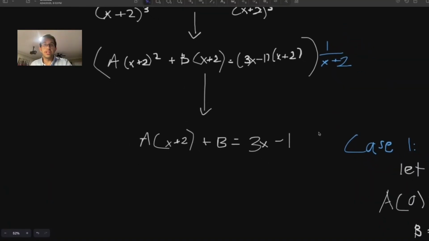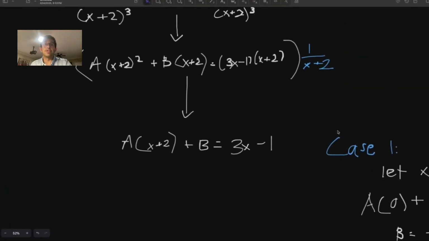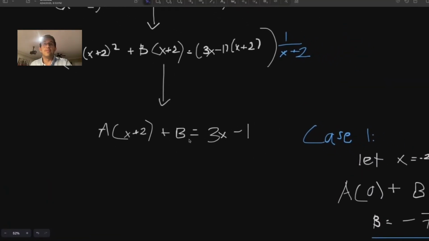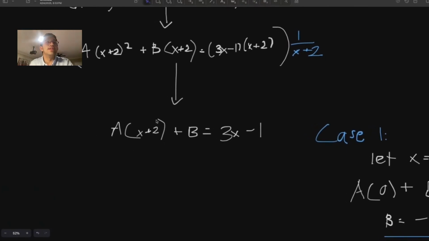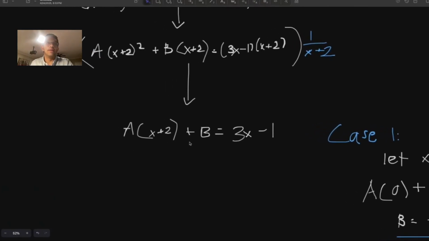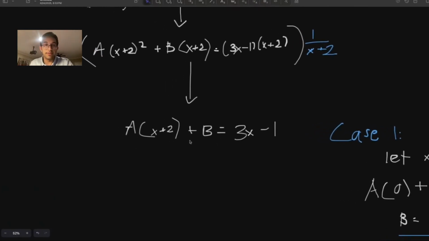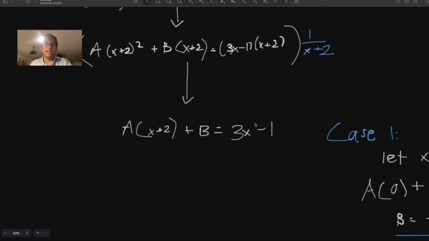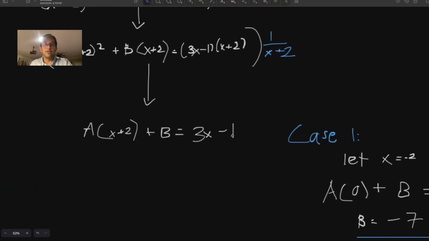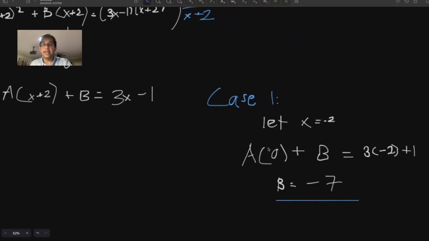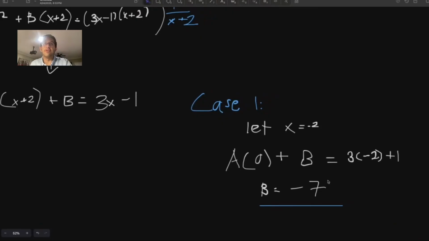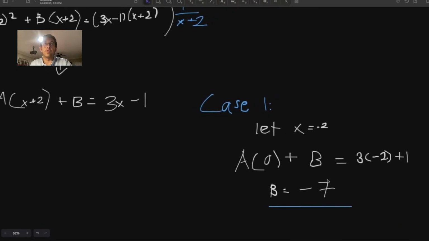Okay. So next what we want to do is, as we did earlier, we're going to do cases. So what can we do to make this term 0 so that we're just left with B? Sorry, what do you think? You can just plug in -2. Yeah, that's right. So if we plug in -2 right here, it's A times 0 plus B equals 3 times -2 plus minus 1. We do that right here. Solve, B equals -7.